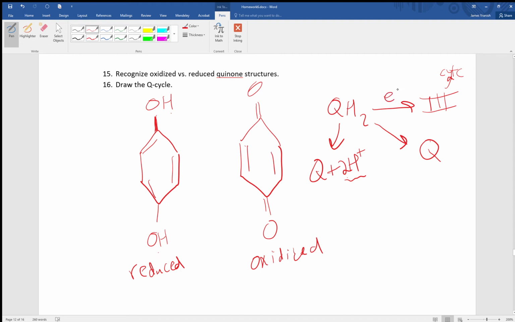Now, one of the electrons went on down the pathway there. We don't care about that one anymore. But one electron went over to the second binding site for Q, turning it into a Q negatively charged radical.